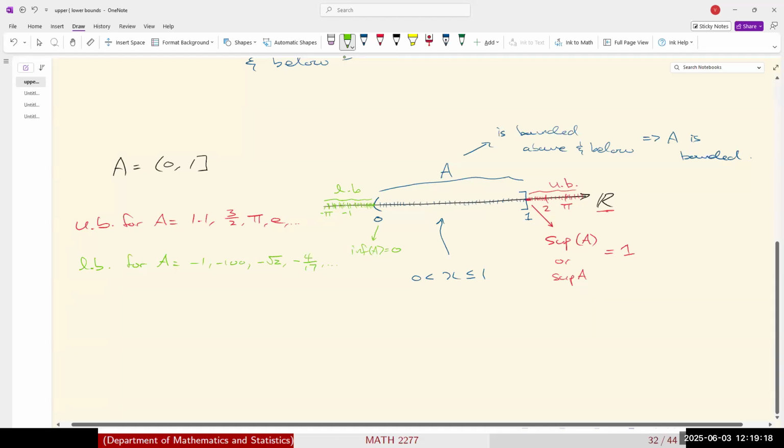Of course, this here is just how to figure it out using a picture. We're going to have to learn how to prove these things in a more rigorous way. So we'll see how to prove them in a more rigorous way in a bit. Okay. So lower bound, upper bound, supremum, infimum.